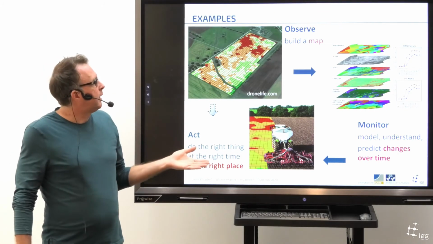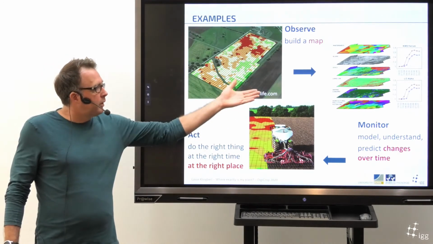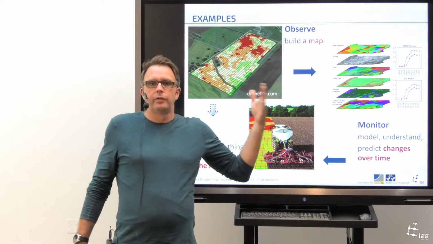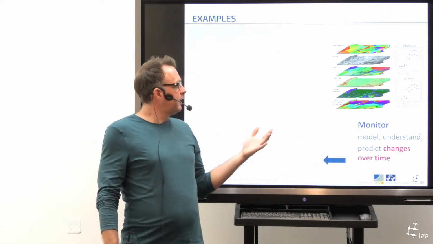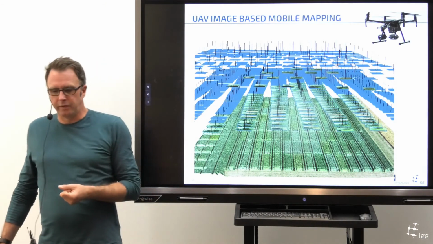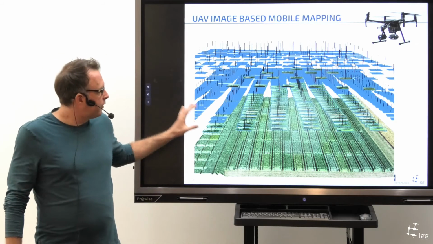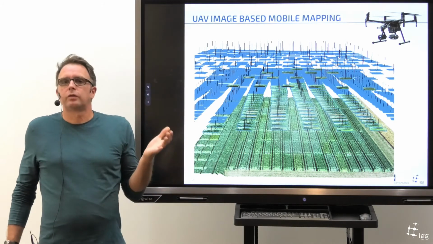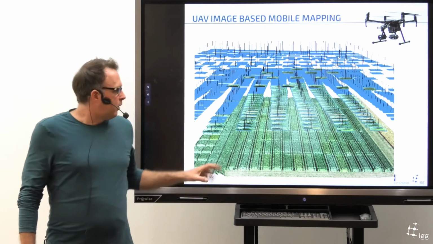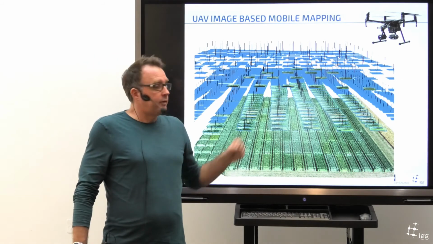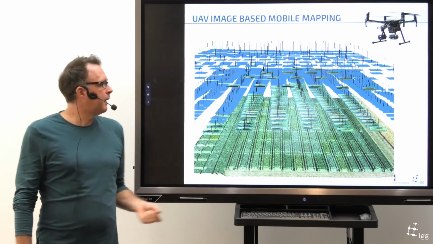Let's go to another example, which is a monitoring part. So we want to observe something over time. And this is, in this example, done via UAVs. With a UAV, you can fly over the field and use structure from motion techniques in order to generate a 3D point cloud of that field, which is georeferenced.